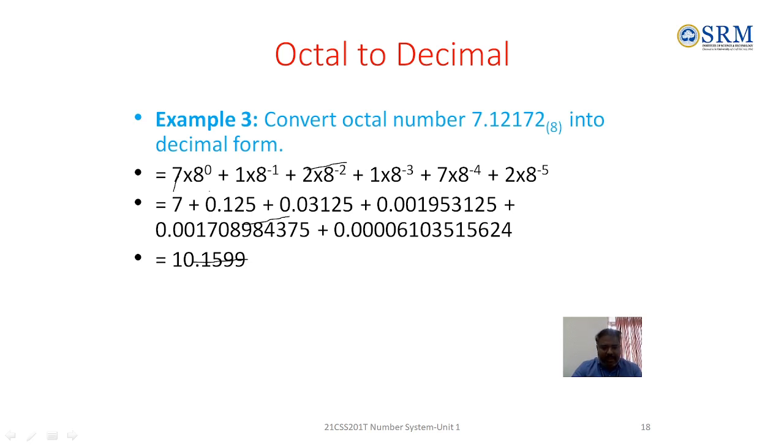So we can multiply and add the value of this one to this one, and we get the sum value. Then the remainder value can be added to this 7. This 7 we add to the remainder sum value, and we get the answer 10.1599. Okay, this is another conversion of octal to decimal.